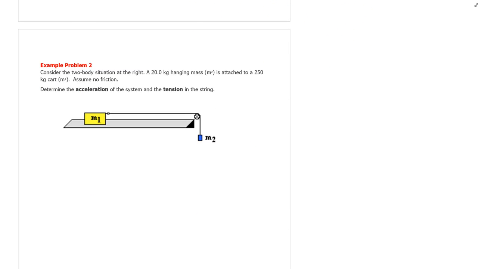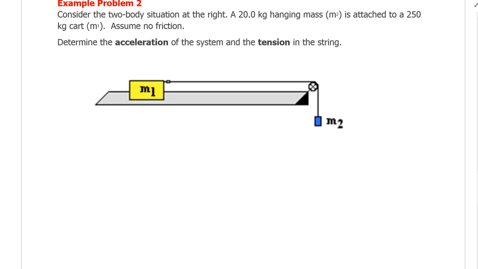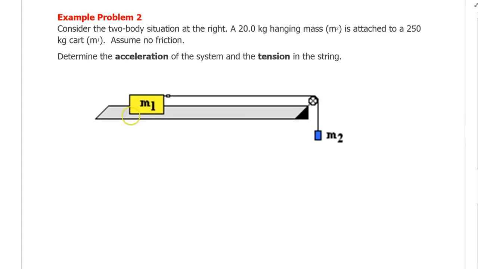Hope you're keeping up, because I know that was a little bit complicated. Let's try example number 2. So in example number 2, it's a little bit different. We still have this hanging mass, and we still have a cable, but now this object is going to be moving horizontally, and this object will be moving vertically. One neat thing here is we have no friction.